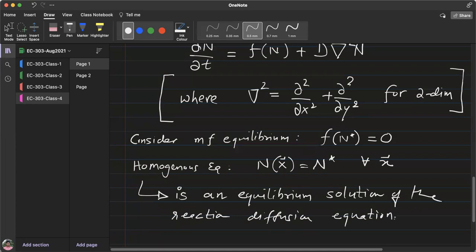So this n star can have many values, right? 0 and K in the case of the logistic model. It could be 0, n_c, and K in the Allee effect model we discussed last time. It could be even more. Think of the harvesting model that we have studied in the previous course. It could have 4 equilibria. So as many equilibria as there might be, if you take any one of them and set the entire space to the same value, that will be an equilibrium. Do all of you agree with this?